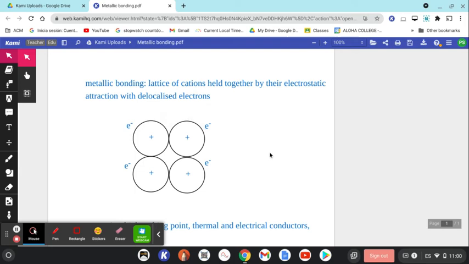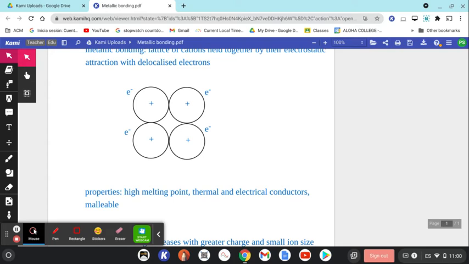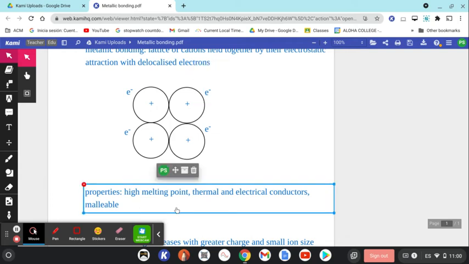Now, this gives rise to the properties that we know of metals. For example, metals have a high melting point because of the strong electrostatic attraction. They conduct heat and electricity. These electrons are free to flow through the structure, so they are responsible for conduction of electricity.